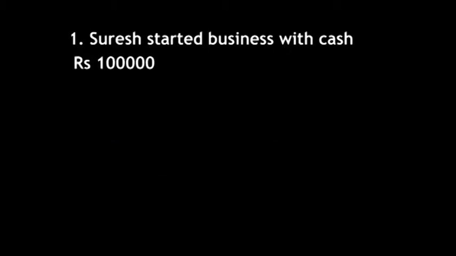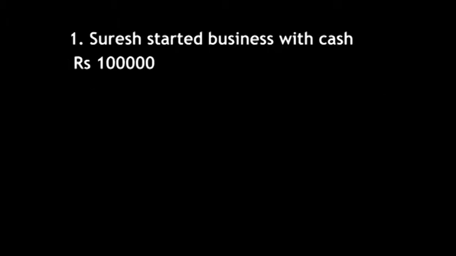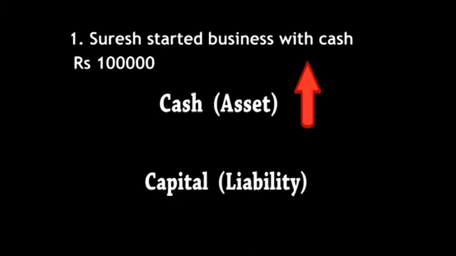Now let's try to do this problem using these steps. Step 1. Find the assets, liabilities, incomes, and expenses in the transaction. Here, cash is the asset and capital is the liability. Step 2. Find which is increasing or decreasing. Here we can see that asset is increasing. Liability is also increasing. Step 3.